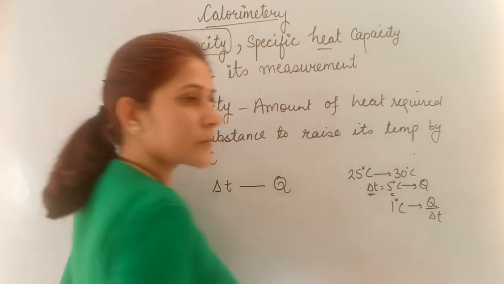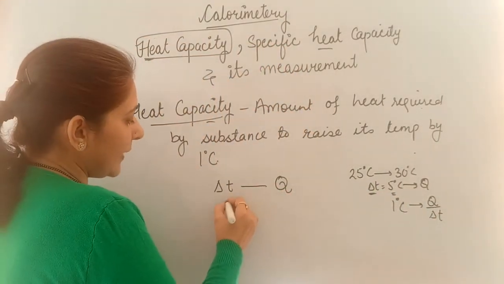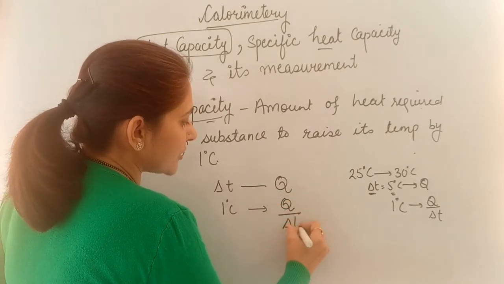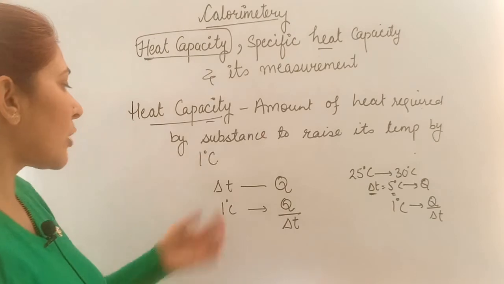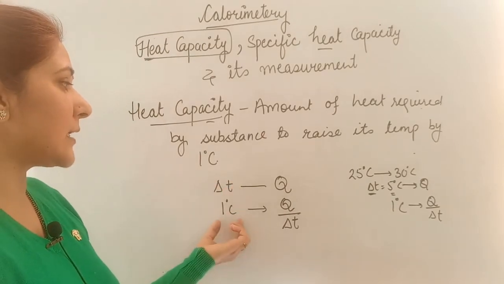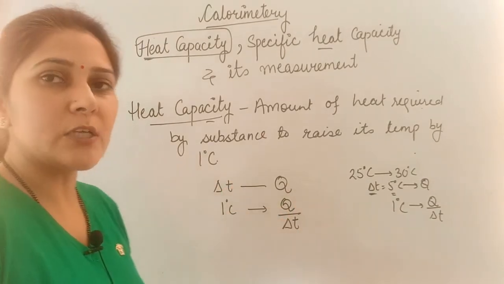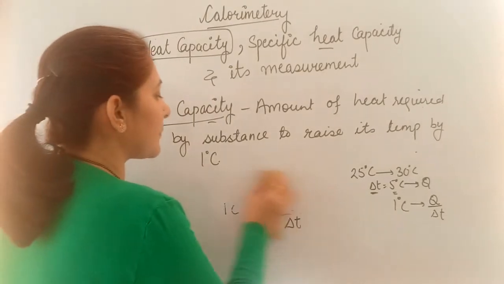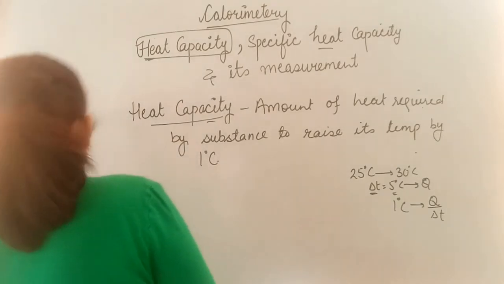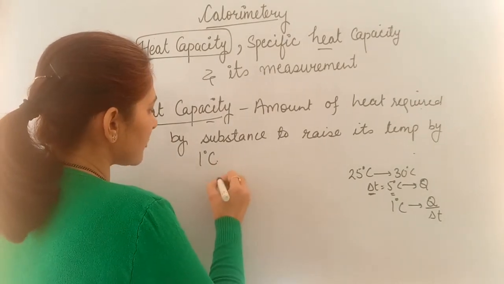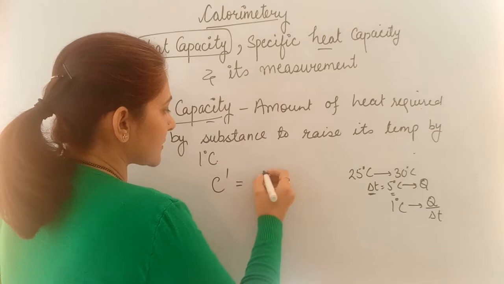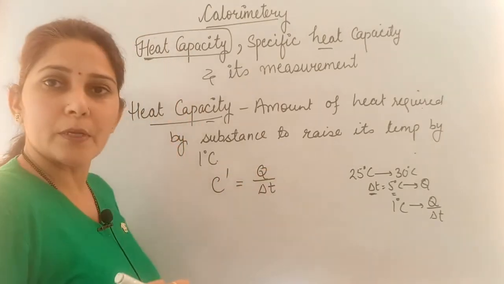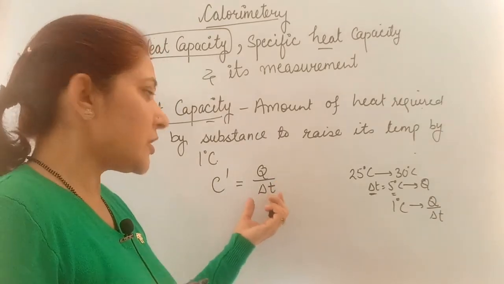That means for 1 degree Celsius the formula will be heat required divided by change in temperature. This is for whatever value we have. 1 degree इसके लिए कैसे निकालेंगे? Heat required divided by change in temperature. So this is what we are saying is heat capacity. Heat capacity is denoted by capital C dash, that is heat required per change in temperature.